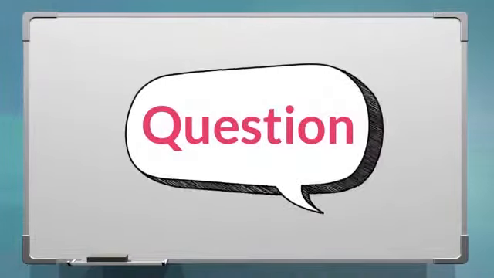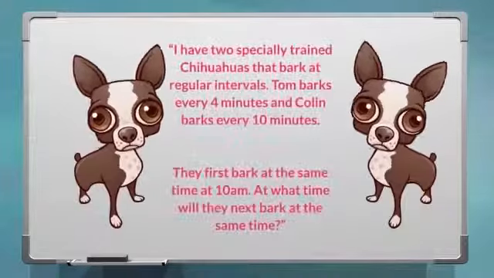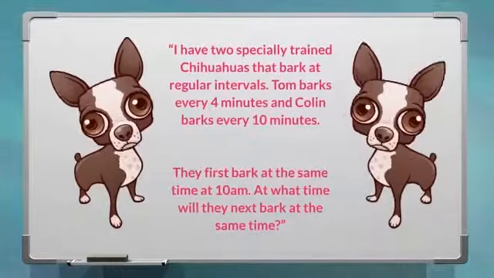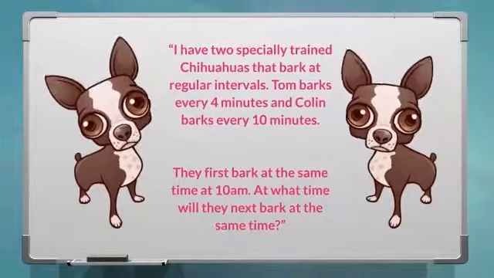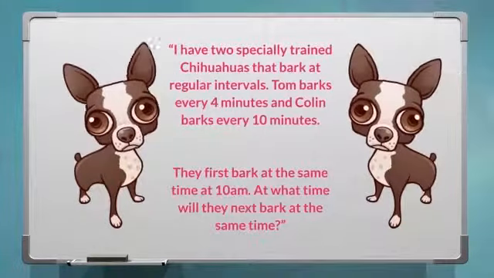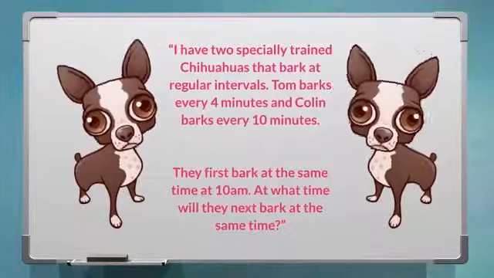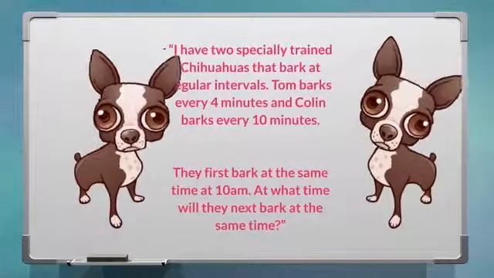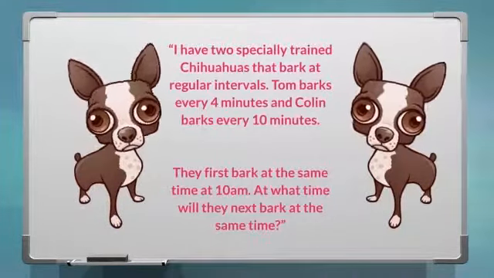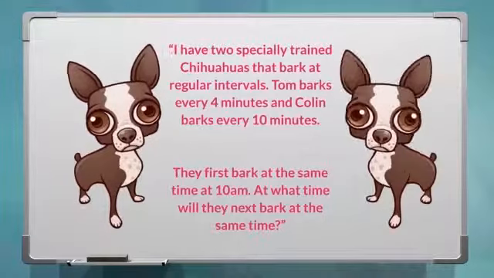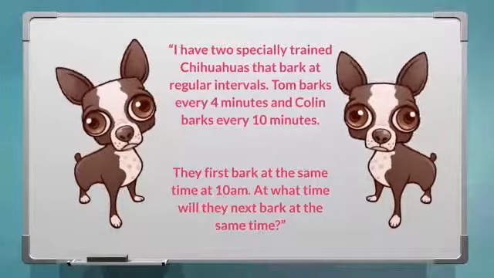Sometimes you will have to apply these skills in a more functional situation. For example, let's have a look at this question. I have 2 specially trained chihuahuas that bark at regular intervals. Tom barks every 4 minutes and Colin barks every 10 minutes. They first bark at the same time at 10 a.m. At what time will they next bark at the same time?